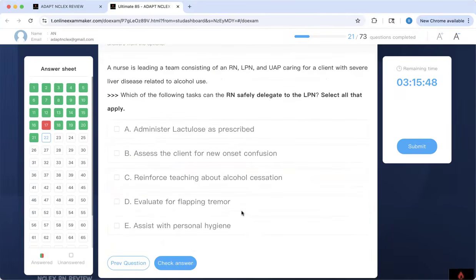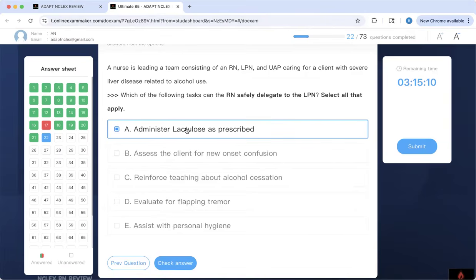And this is leading a team consisting of what? RN, LPN, UAP, caring for a client with severe liver disease related to alcohol, cirrhosis, and you need to assign certain tasks to your team. Which of the following tasks should the RN safely delegate to the LPN? Now, not the UAP anymore, LPN. They can monitor, they can do most medication. They can reinforce, they can do special tests, stoma care, and tube feed. Therefore, which one should you give to them? They can give you lactulose, most medication, not a big problem.